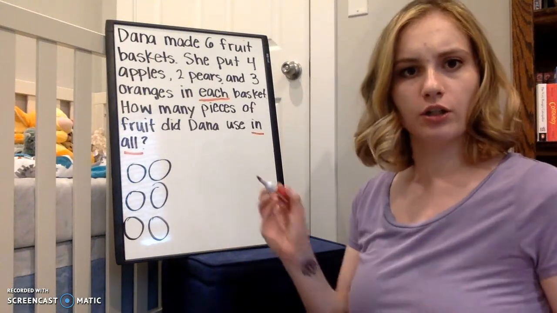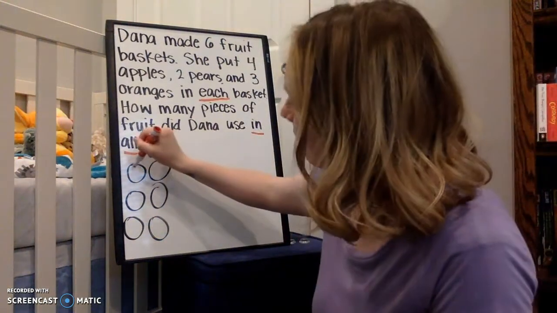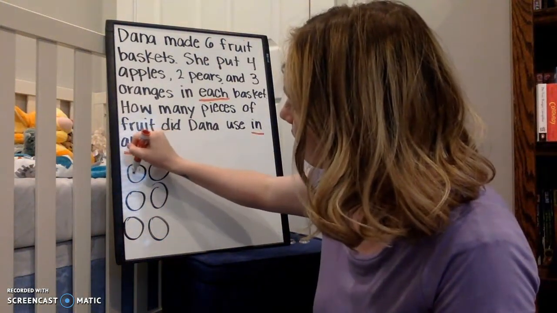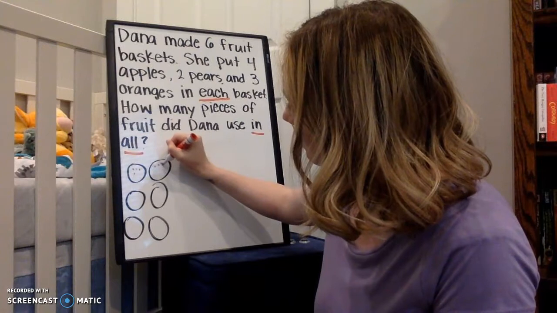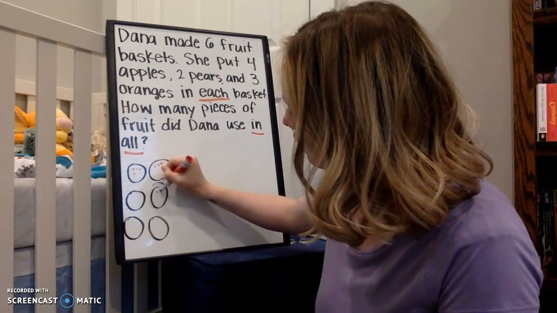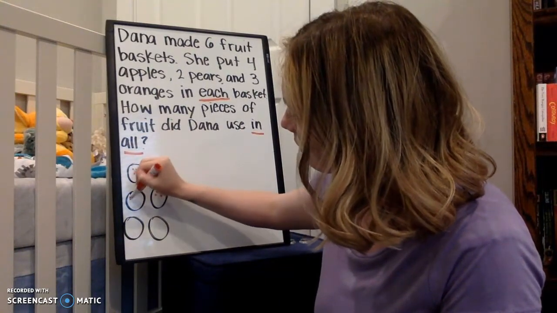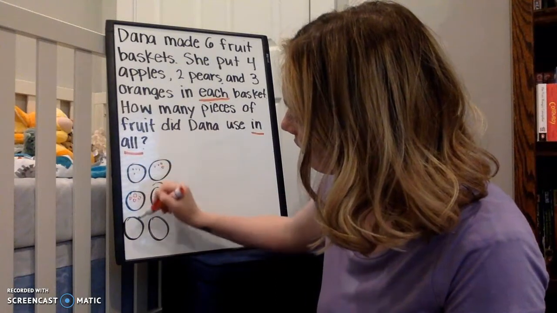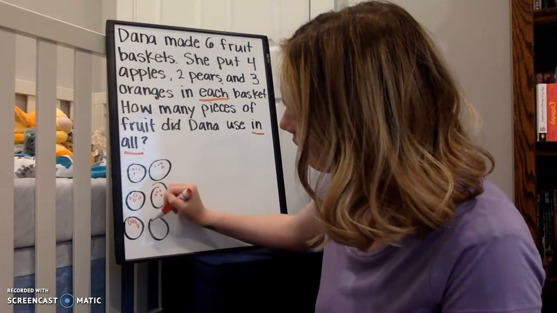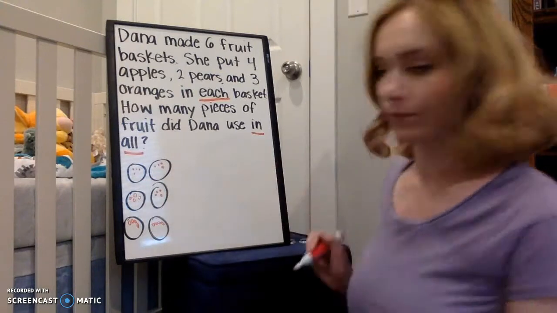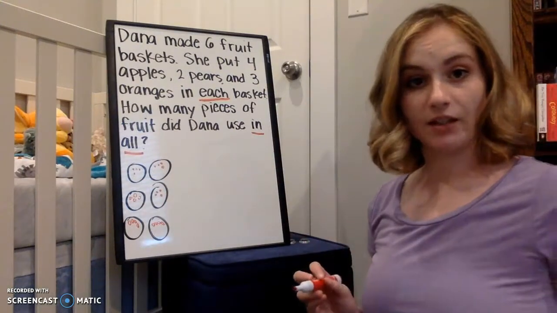I'm going to draw four apples in each one. I'm going to use red. One, two, three, four. One, two, three, four. Okay, I've got four apples in each basket.